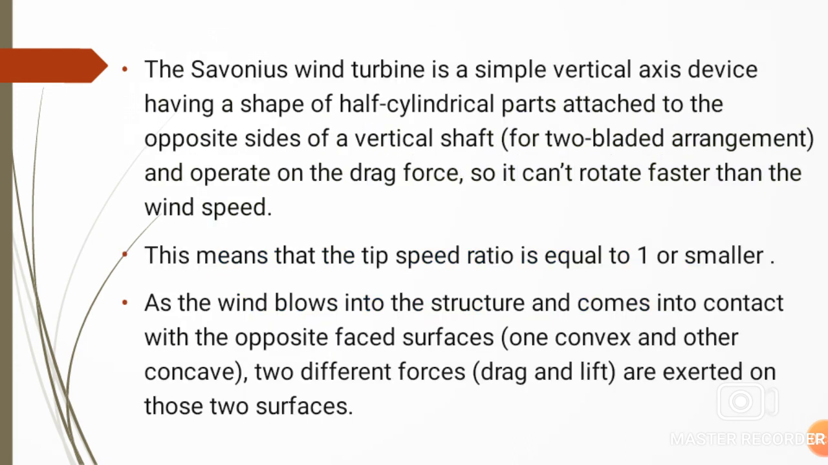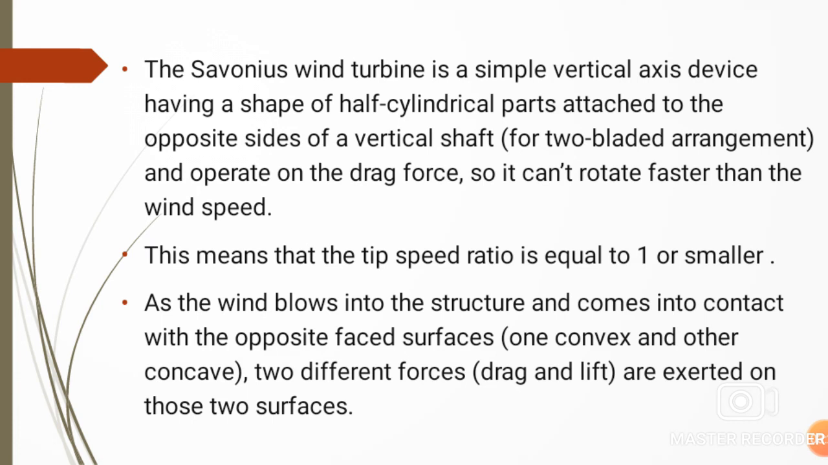The Savonius wind turbine is a simple vertical axis device having the shape of half cylindrical parts attached to the opposite sides of the vertical shaft for a two bladed arrangement, and it operates on the drag force, so it can't rotate faster than the wind speed. The construction of the blade is complicated as compared to other types of wind machines.